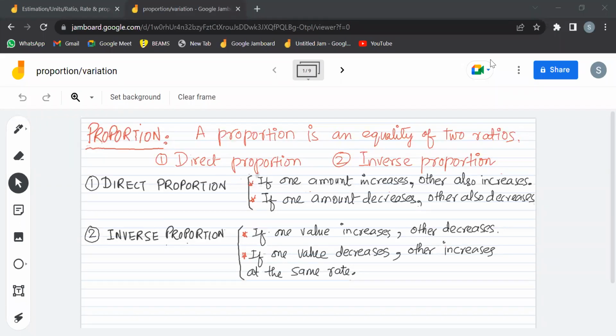Today's lecture is on proportion. So what is proportion? Proportion is an equality of two ratios. There are two types of proportion, direct proportion and inverse proportion. So what is the difference between them?